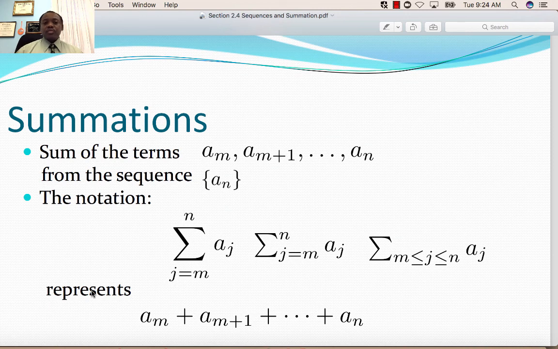Summations. This will be part 2 of our lecture on sequences and summations, section 2.4. So part 1 comes to an end right here.